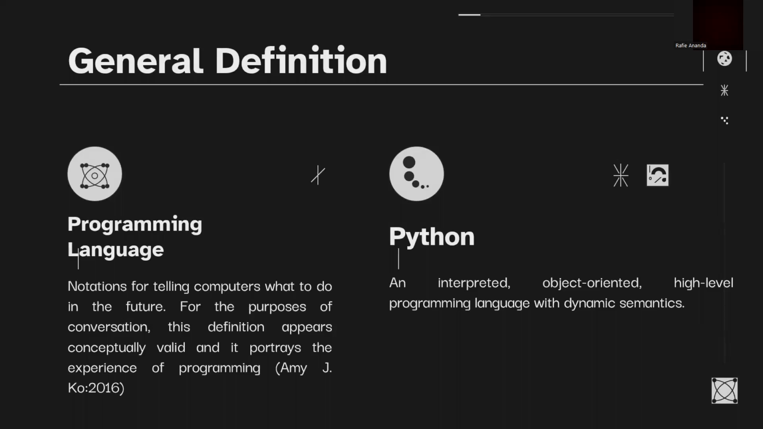And next, Python. The programming language we use is Python. Python is an interpreted, object-oriented, high-level programming language with dynamic semantics. Okay, next slide.